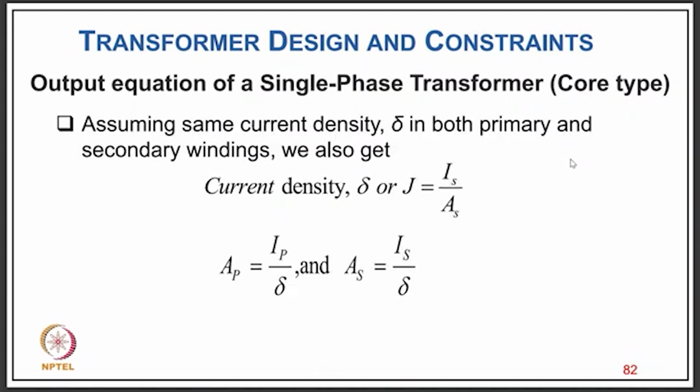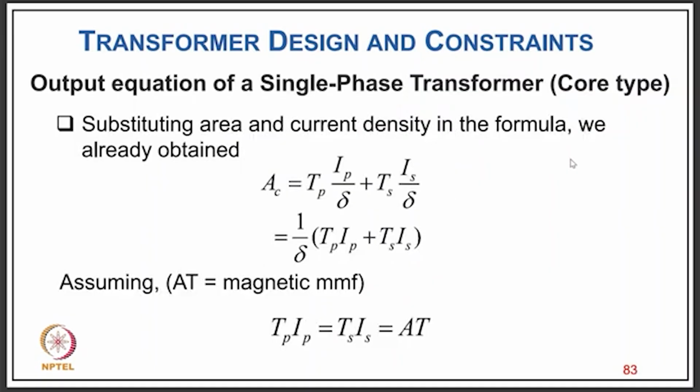Assuming the same current density in primary and secondary because of similar cooling, we can say the current density will be J, the normal current density taken in ampere per millimeter square. So J equals Is upon As, and you can find the conductor cross section area: primary current divided by current density for the primary, and secondary current divided by current density for the secondary. Now substituting the area and current density in the formula, we can obtain Ac equal to Tp Ip upon delta plus Ts Is upon delta.